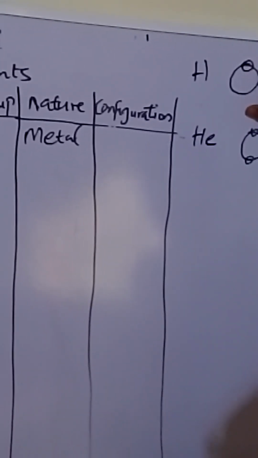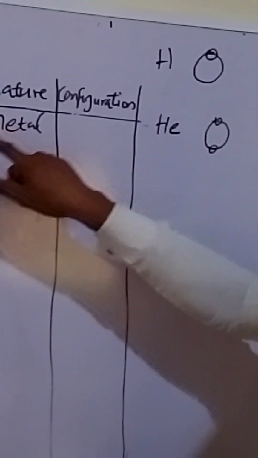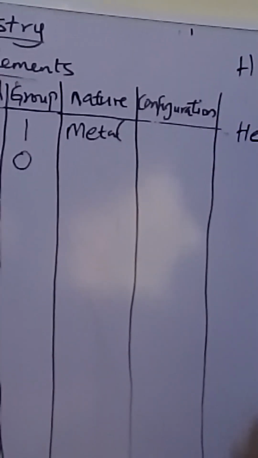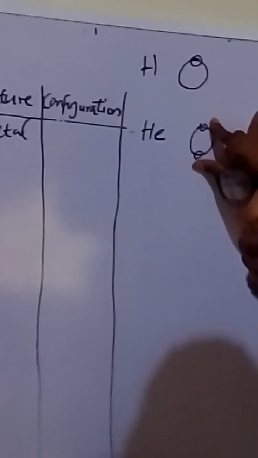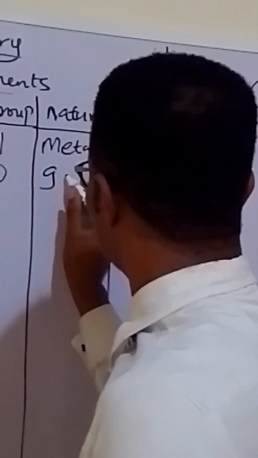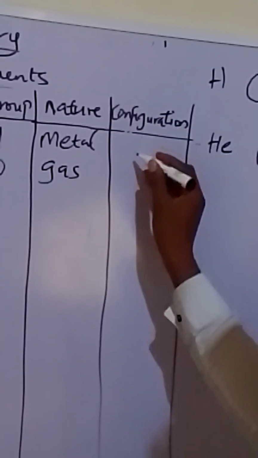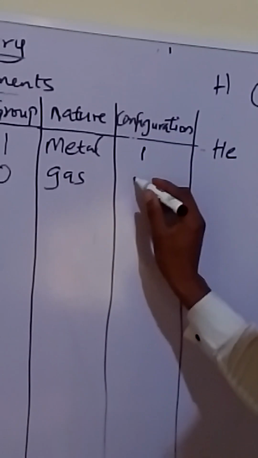Remember I said that the first shell will be filled with 2. Since the shell is not filled up, that's why we said it has one electron in the shell, and it belongs to group 1. But this one belongs to group 0 because it has 2, and that 2 has filled the first shell, as we said. So this is a gas. So the electronic configuration of this is 1, while the electronic configuration of this is 2.